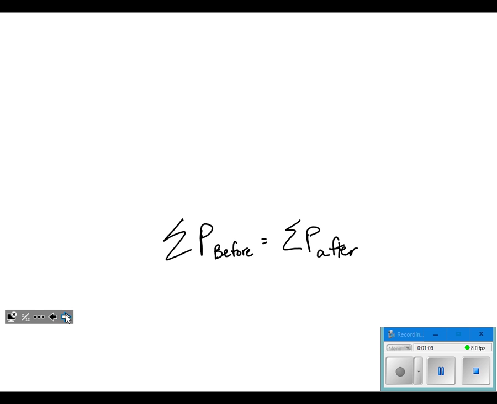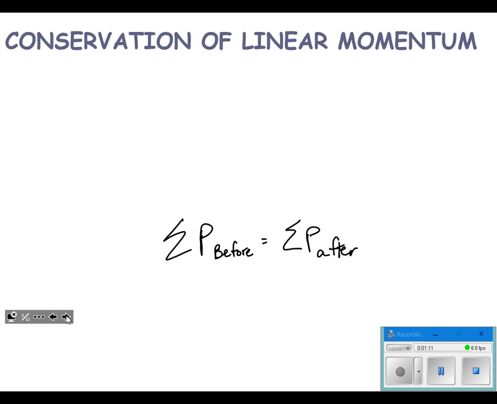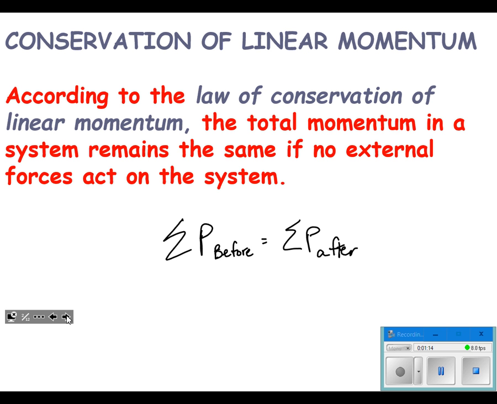So really, conservation of momentum is that the total momentum in a system remains the same if no external forces act on them. So all the momentum that you have at the beginning has to equal all the momentum you have at the end. And that's why I have these little epsilon p's, because that epsilon means summation. So the sum of all the momentums in the system before a collision has to equal all the momentums after, of the objects.